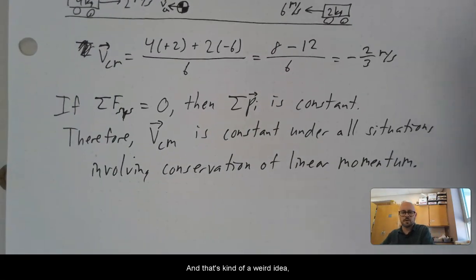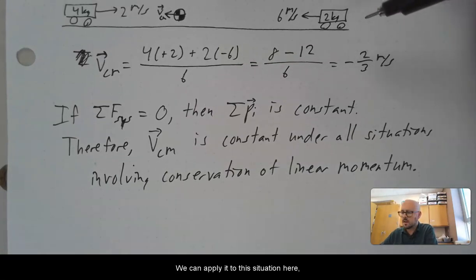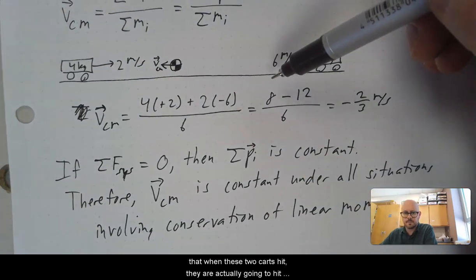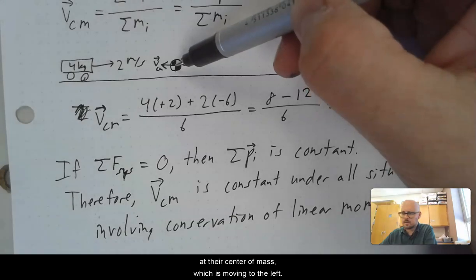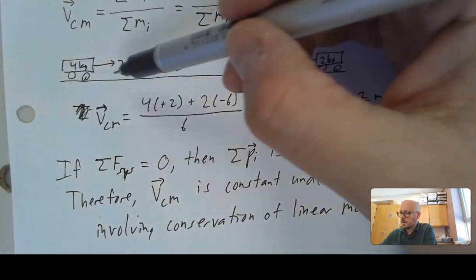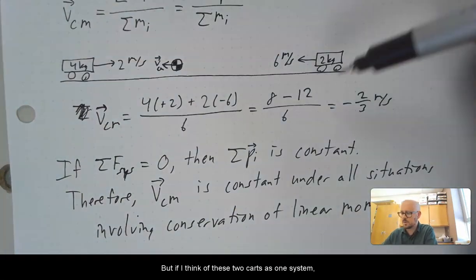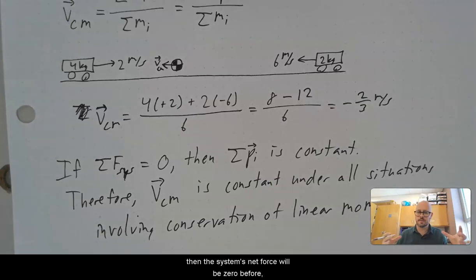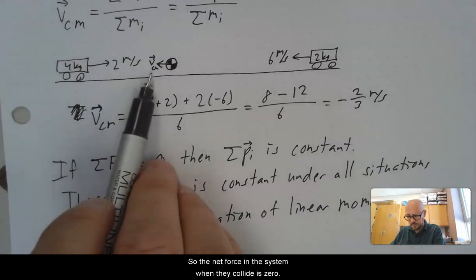And that's kind of a weird idea. And we can apply it. I'll do a demonstration of this in class. But we can apply it to this situation here. When these two carts hit, they are actually going to hit at their center of mass, which is moving to the left. When they hit each other, they will exert a force on one another. But if I think of these two carts as one system, then the system's net force will be zero before, during, and after that collision. So the net force in the system when they collide is zero.